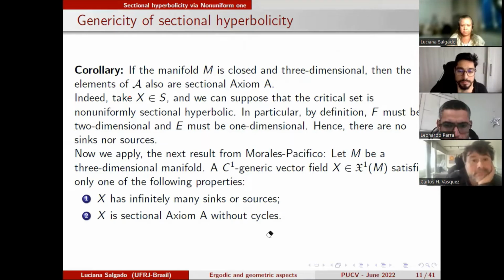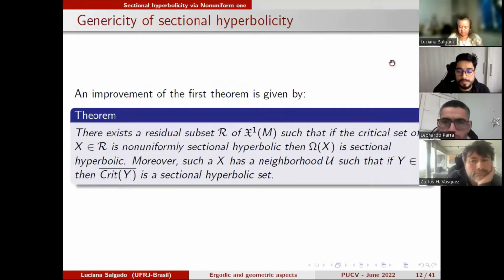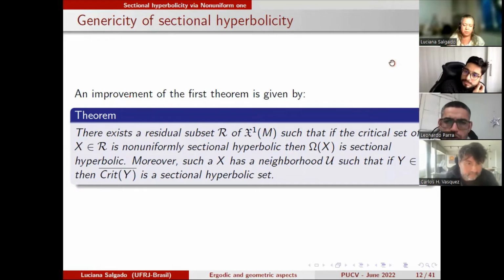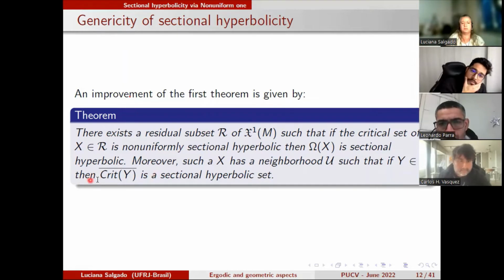So we got an improvement, and it was a great help, a comment of Flavio Abdenur. We make an improvement of our first theorem. In fact, there exists a residual set in the C1 vector fields such that if the critical set has the non-uniform sectional hyperbolic property, then the non-wandering set is really sectional hyperbolic. Moreover, this vector field has a neighborhood in which all vector fields have the closure of the critical points sectional hyperbolic. Okay.